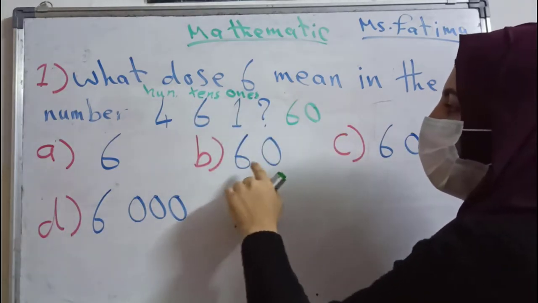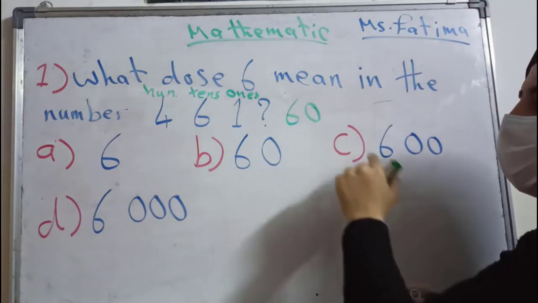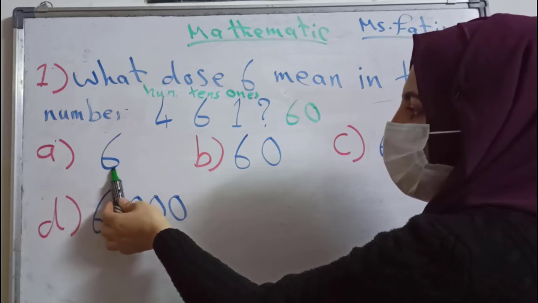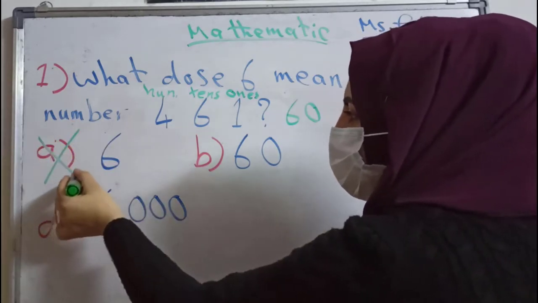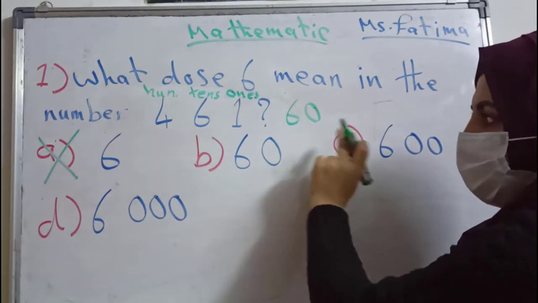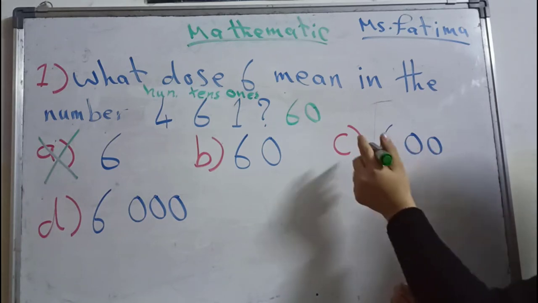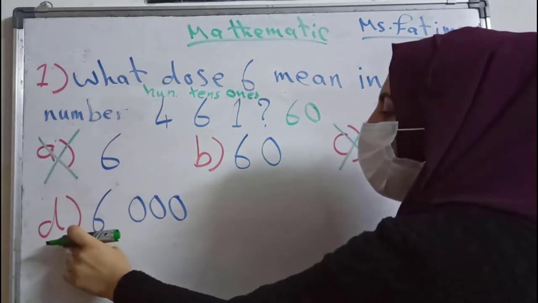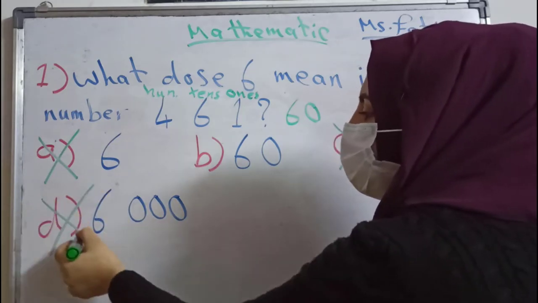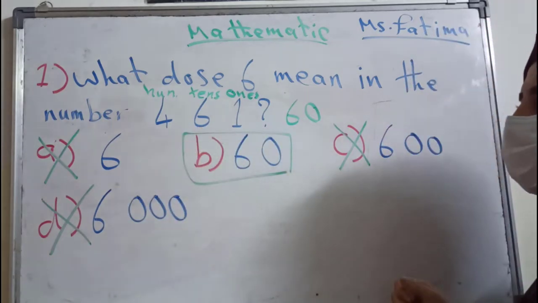Let's compare between the answers and this number. Which one is like this? We get to choose. A, we have 6 written like itself, so A is not true. B, we write 6 with 1 zero added. It's like this. Let's see another. C, 6 with 2 zeros, it's like 600, so it's not true too. D, 6 with 3 zeros, it means 6000, so D is not true too. Then students, we found B is the correct answer, so we choose B.